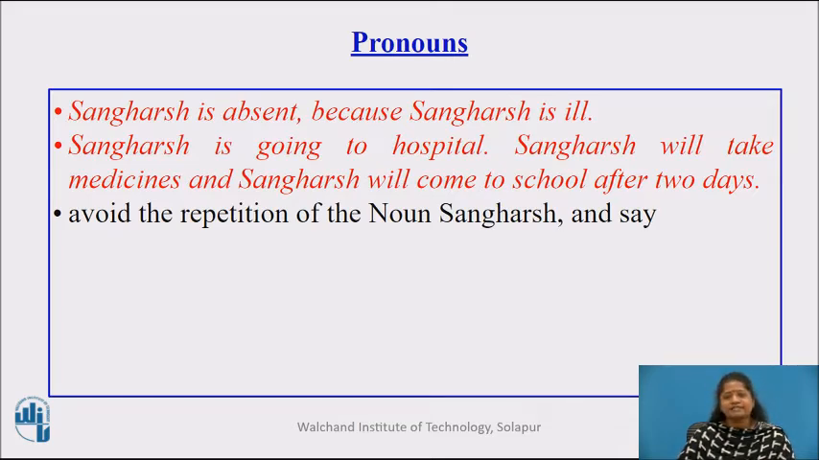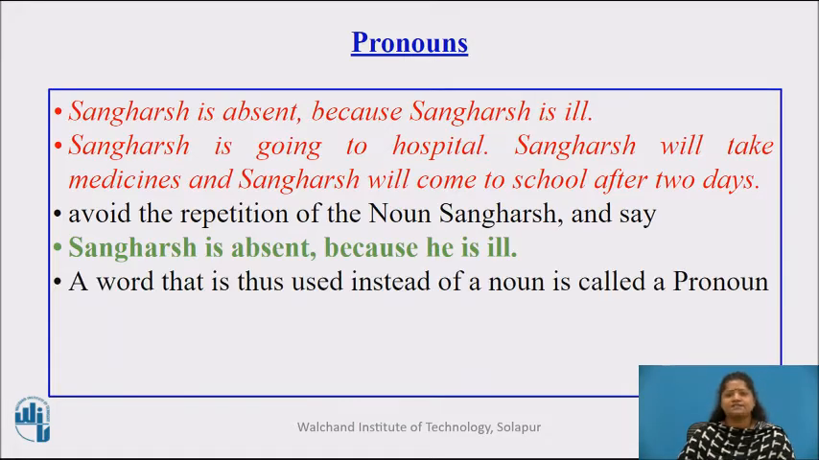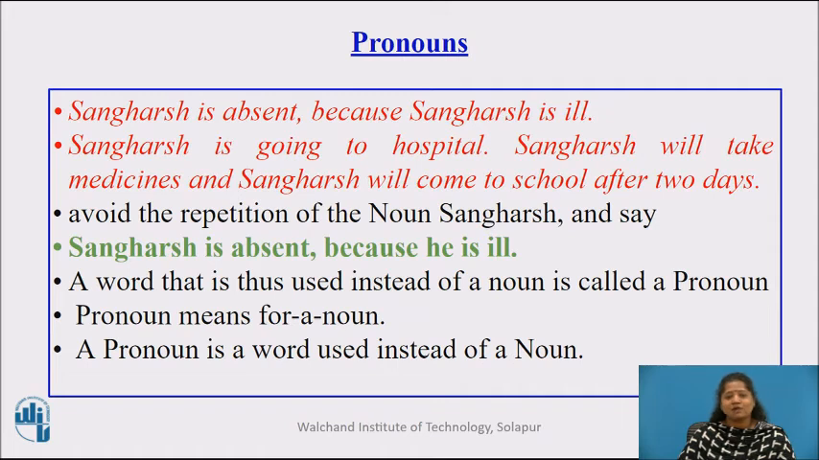Instead of repeating the noun each and every time, we can replace it with the proper pronoun. To avoid the repetition of the noun Sangharsh, we can use the pronoun he. And we can say, Sangharsh is absent because he is ill. He is going to hospital. He will take medicines and he will come to school after 2 days. A word that is used instead of a noun is called a pronoun. Pronoun means for a noun. A pronoun is a word which is used instead of a noun.